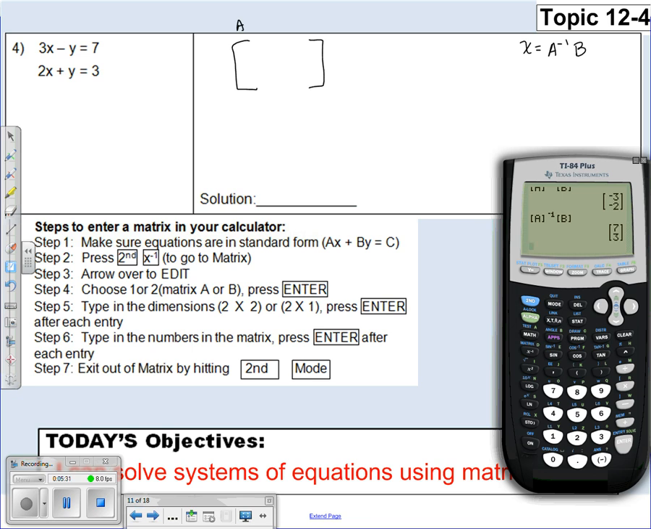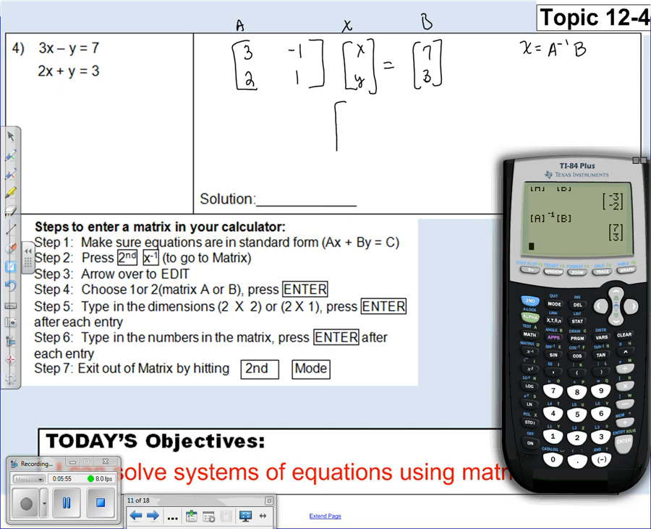Take the number in front of the coefficient. So my first equation is 3 and negative 1. Second equation, 2 and 1 is in front of the y. Our x is going to be our unknowns. Our unknowns are x and y. Equal to, that's our matrix B, and that is going to be 7 and 3.